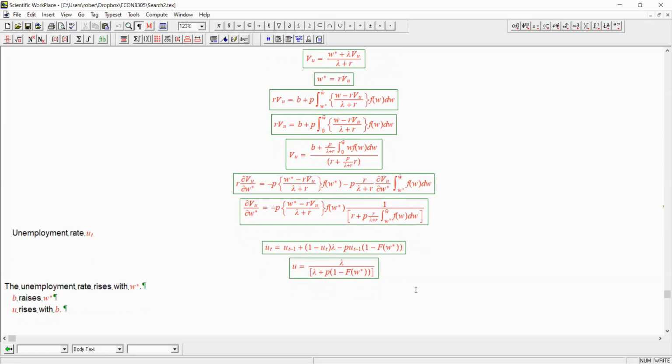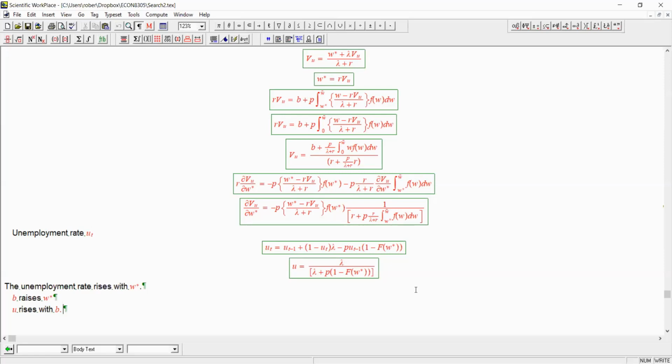Now that's intuitive, of course, and suggests that this is the kind of thing that we can do with search models. We can see how in the long run changes in various parameters can affect unemployment rates. We can do all sorts of other things. We can also use them for business cycle analysis, as well as for policy analysis. However, this particular model isn't going to be that useful for either.